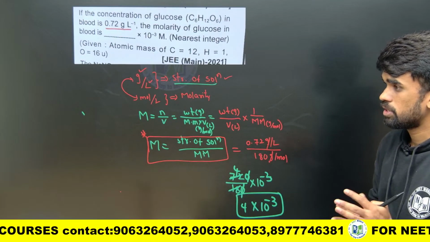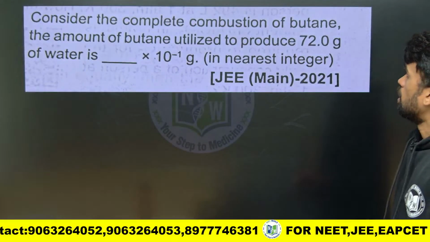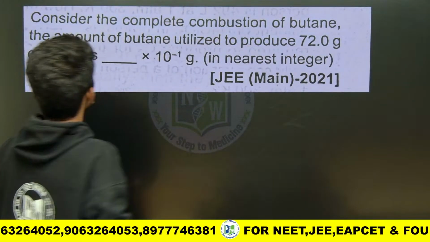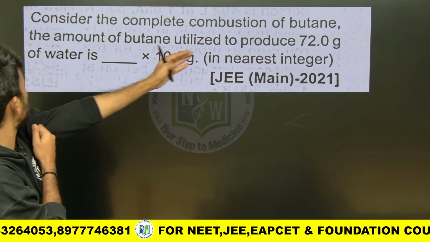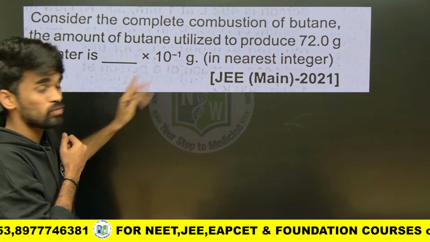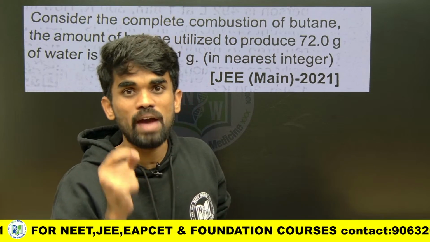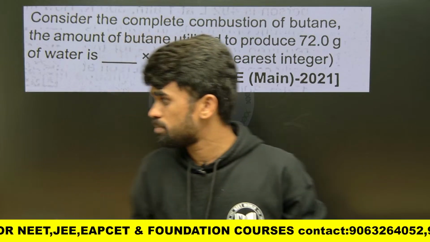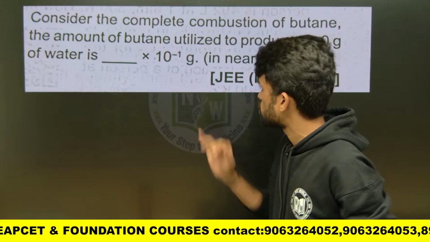Next, let's move further. Look into it. Consider the complete combustion of butane. What is the amount of butane utilized to produce 72 grams of water? Just now I told you how we can apply the principle of atom conservation. Use that concept to solve this question, and you will get the answer very quickly without any confusion.